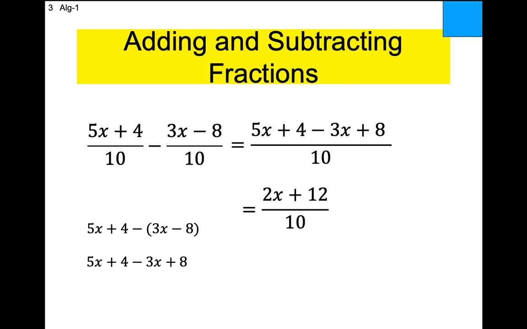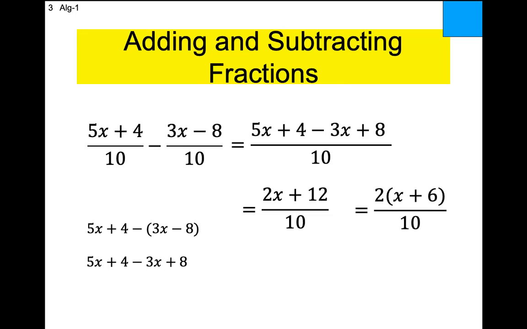Oh, we're not done yet. I told you this is tough. Last step is always reduce. That means when you have a polynomial, you got to factor. What can we factor out of 2x and a 12? A 2, right? A 2 goes in 2 and 12. So if I pull a 2 out, what are you left with?